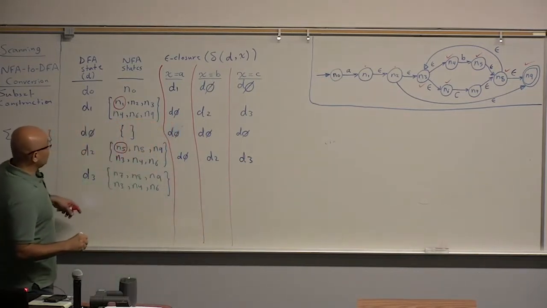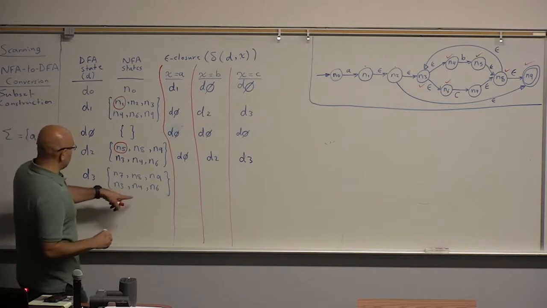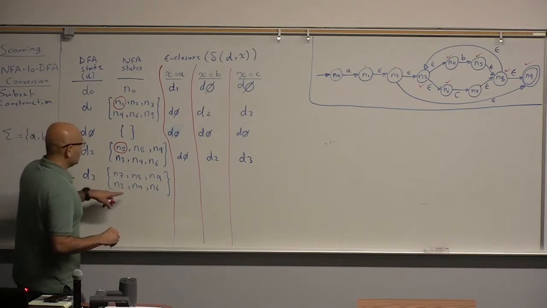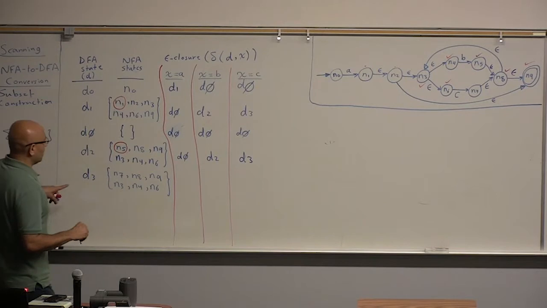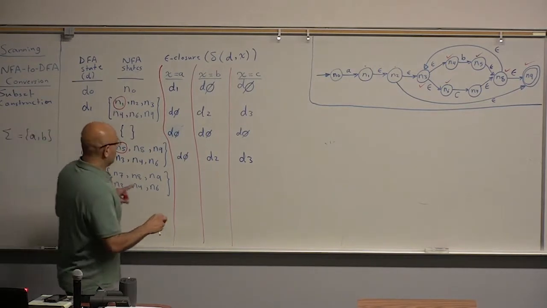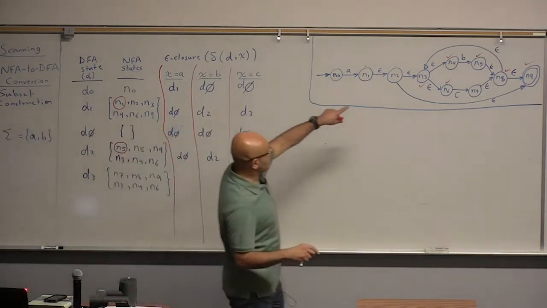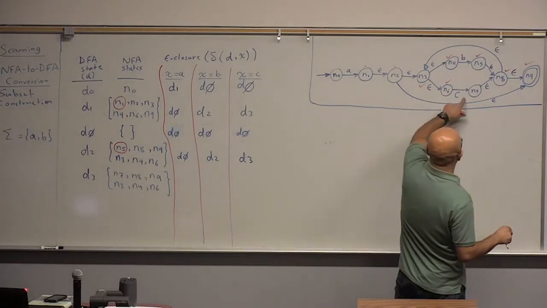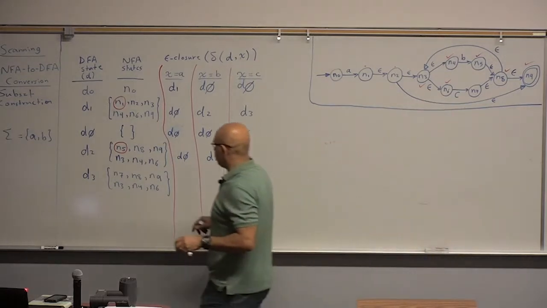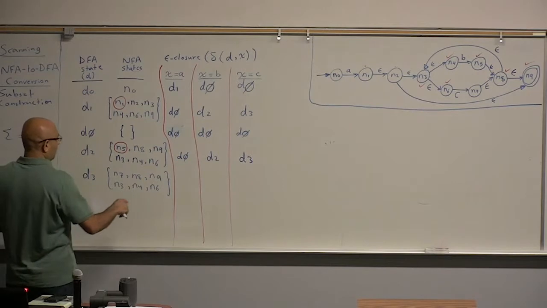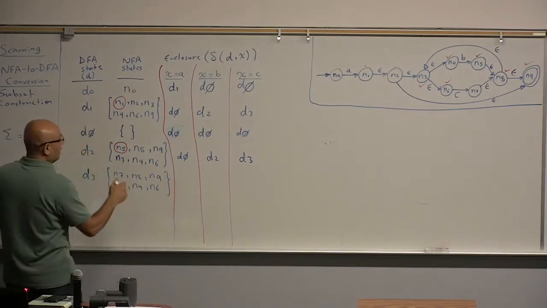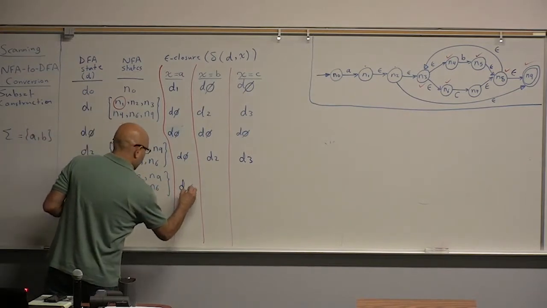Now, if you are in one of these states and we get a C, that will take us to D3. And if we are in any one of these states and we get an A, we go to D phi again.